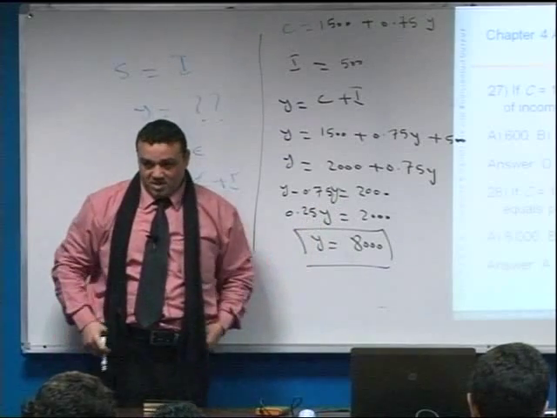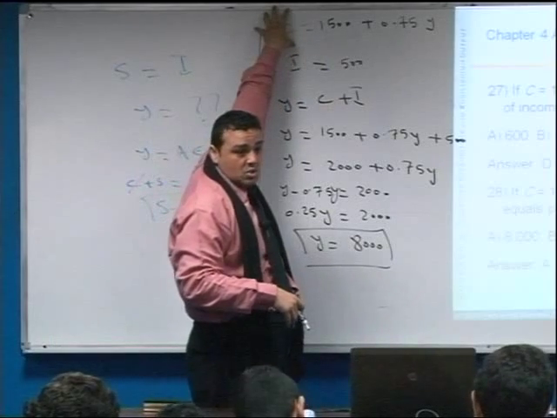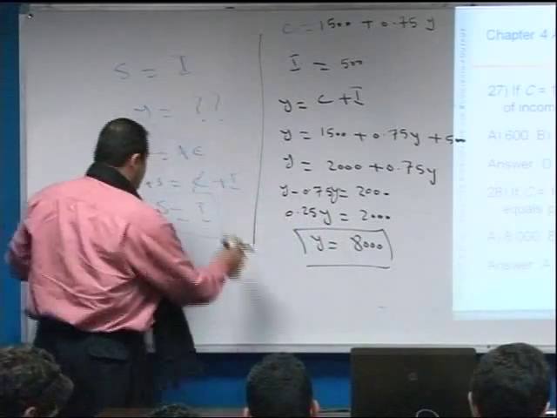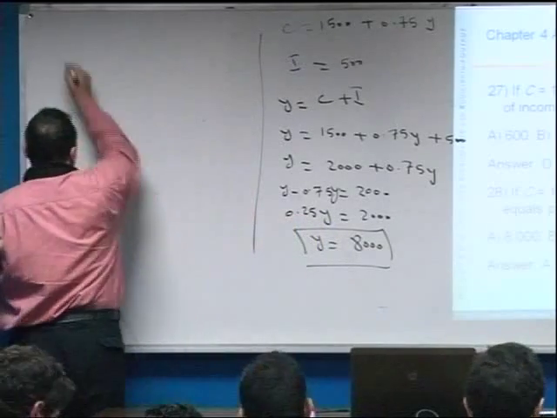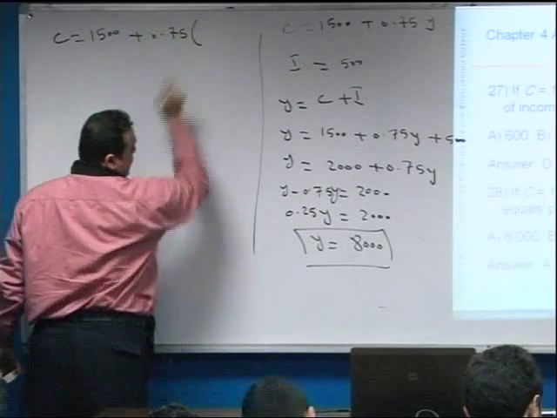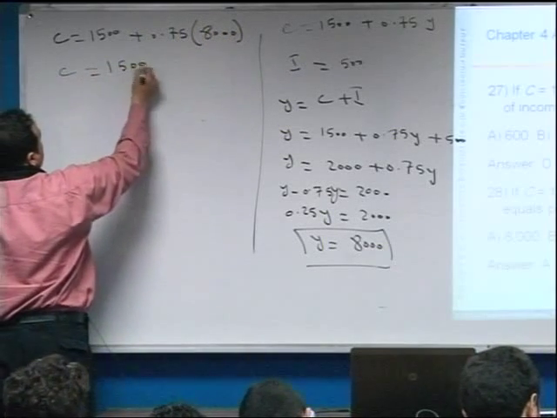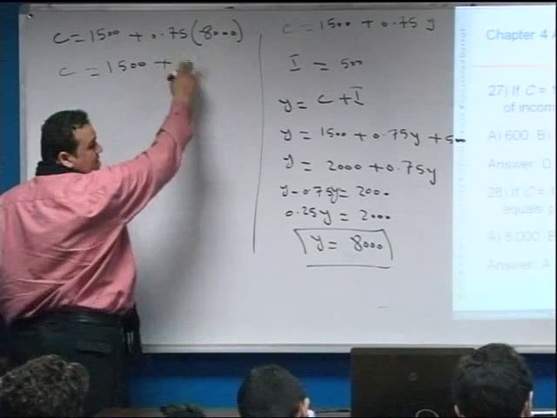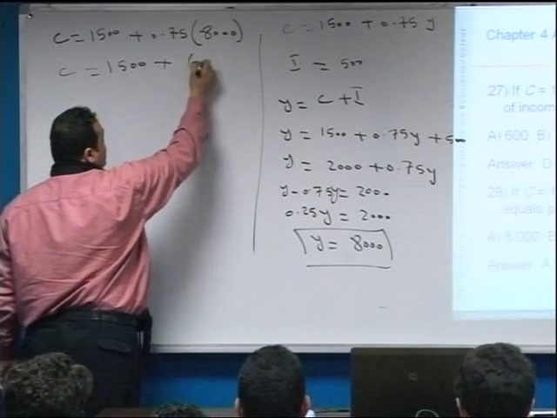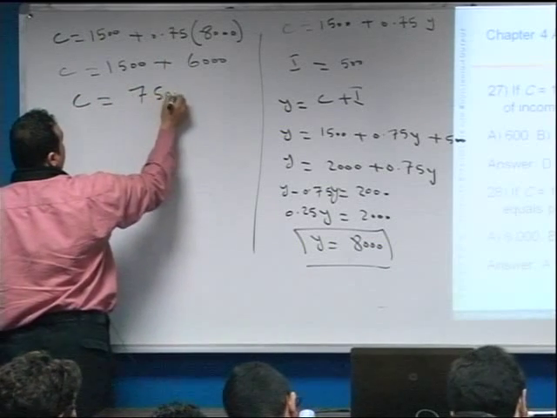How much is the consumption in this case? Direct substitution in the consumption function. So to calculate the aggregate consumption, C equals 1,500 plus 0.75 times Y. Y is $8,000 million. So C equals 1,500 plus how much? Okay, $6,000 million. So C equals $7,500 million.